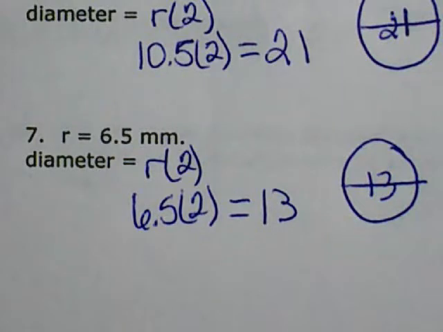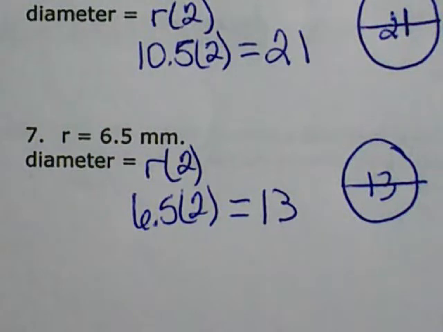Raise your hand if you have any questions on trying to determine the radius or the diameter of the circle, or the relationship between the two. Remember, the radius is half the diameter and the diameter is twice the radius. Let's see if we can use these numbers to determine the circumference, or the distance around the circle.